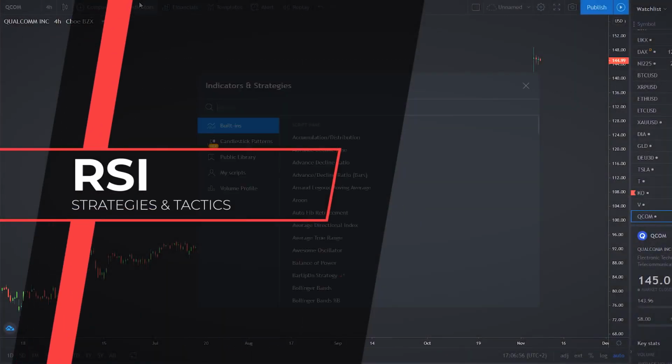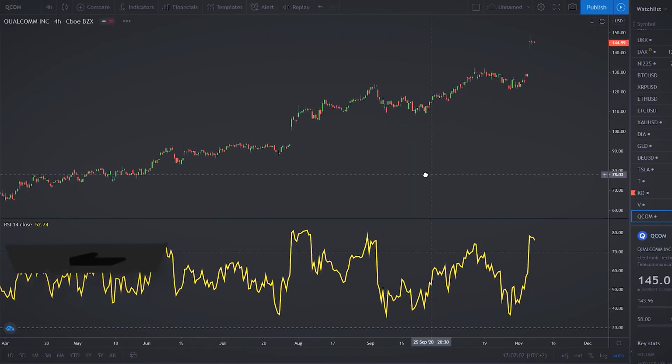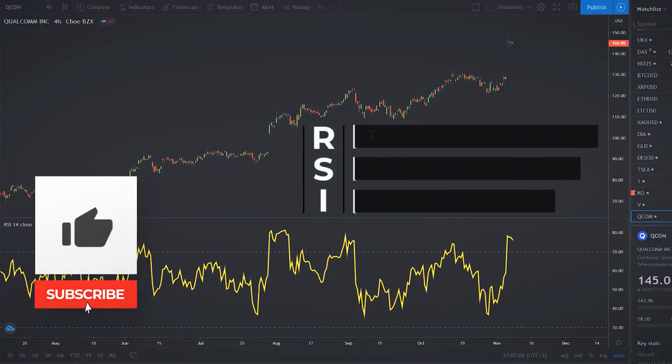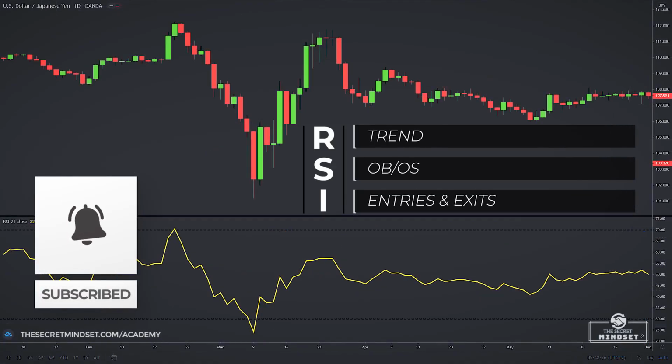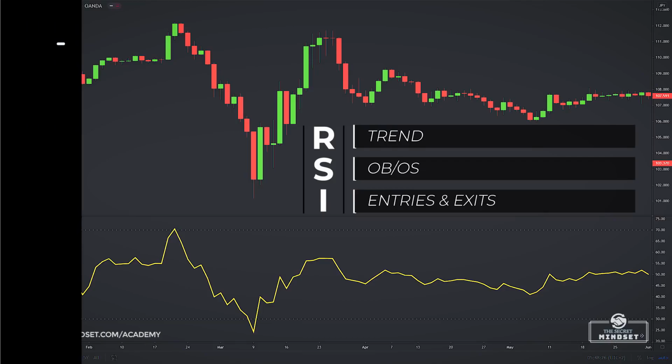There are many reasons why the relative strength index quickly became so popular with traders. Once understood and correctly applied, the RSI has the ability to indicate whether prices are trending, when a market is overbought or oversold, and the optimal price to enter or exit a trade.